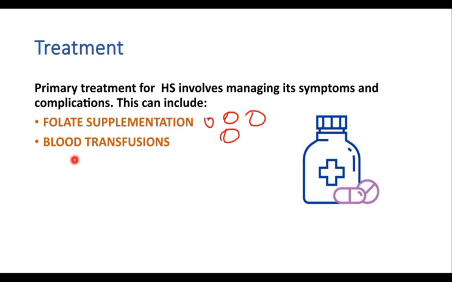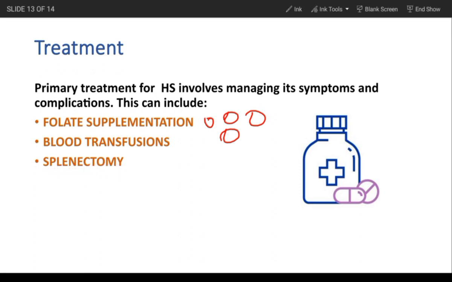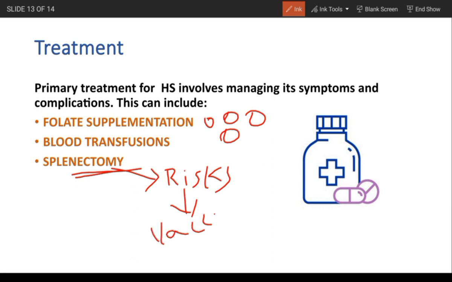Third, splenectomy. In some situations, doctors may recommend splenectomy, which is the surgical removal of the spleen. The spleen tends to filter out those misshapen cells, and removing it can reduce hemolysis. However, this comes with considerations and potential risks. Post-splenectomy, individuals may need vaccinations and antibiotics to prevent certain infections, given the role of the spleen in the immune system. So there you have it, a quick journey through hemolytic anemia with a spotlight on hereditary spherocytosis.